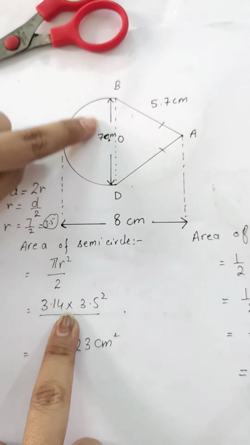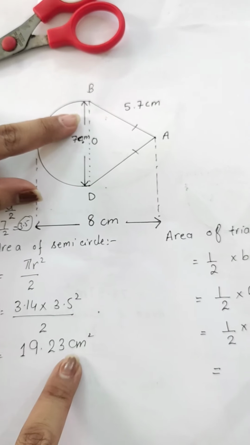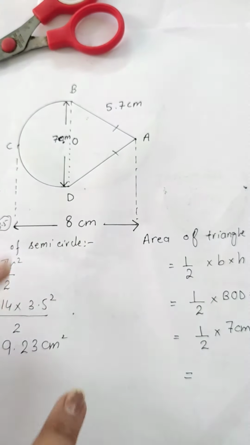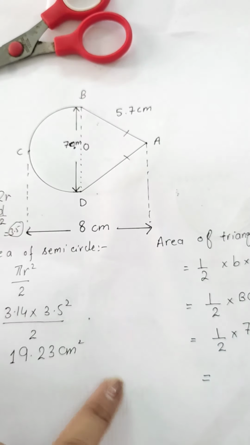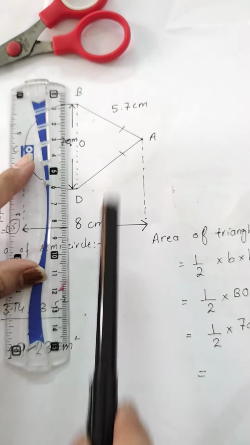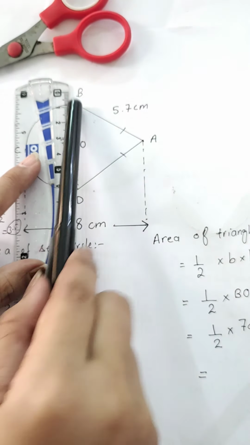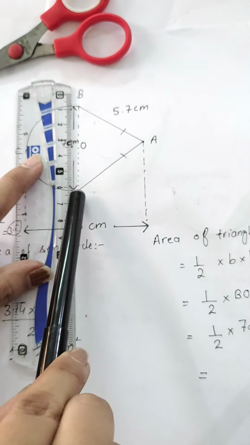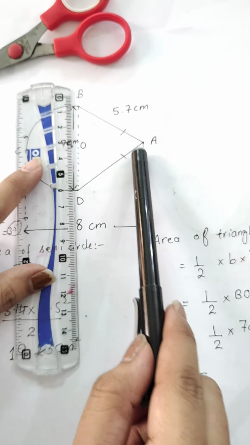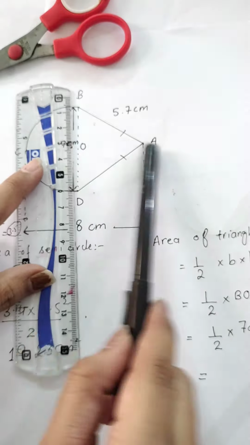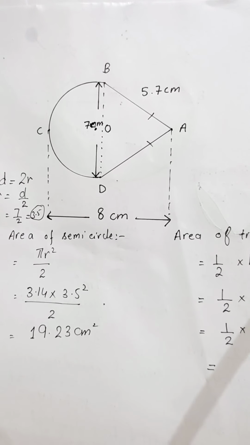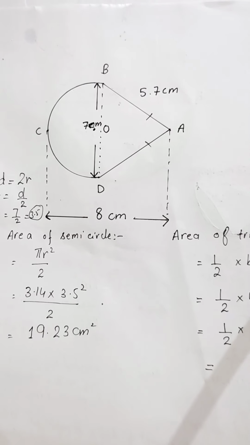Now we will find the area of a triangle. Look at this. For the area of a triangle I need the base and height of this triangle. ABD is a triangle. The base of the triangle is the diameter of the semicircle and it is 7 centimeter. But what will be the height of the triangle? The height of the triangle is missing. So how can I find it out?